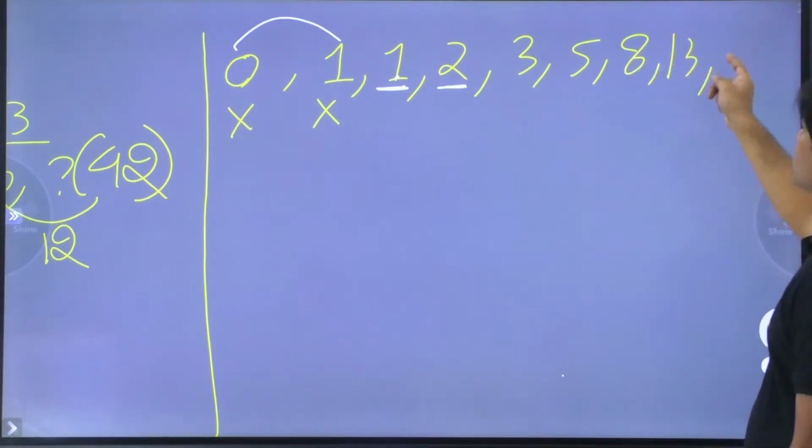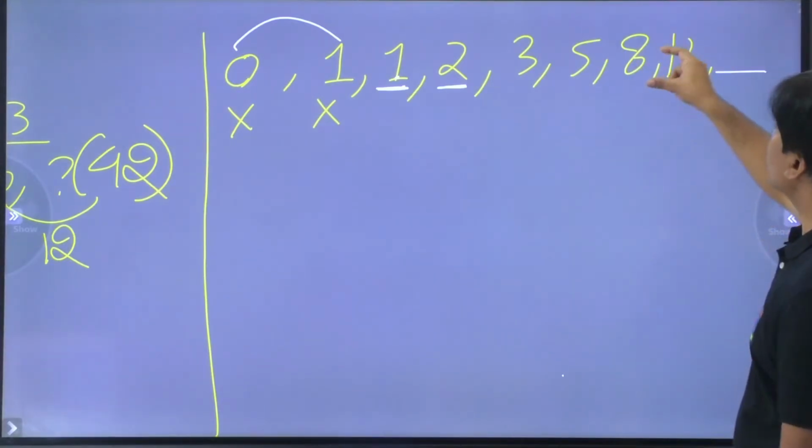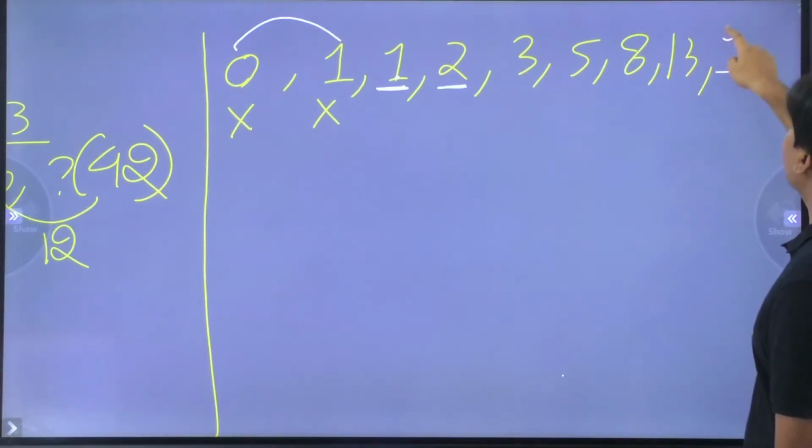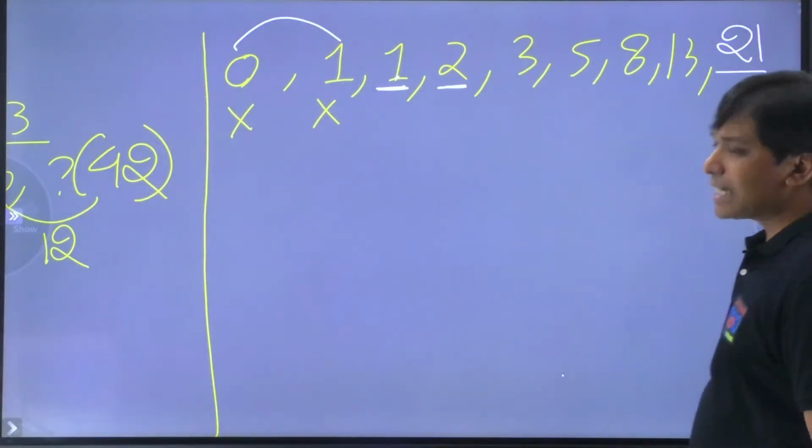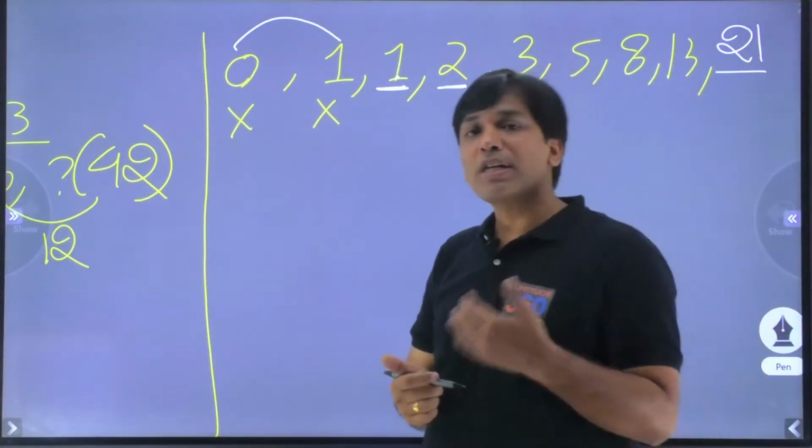So if you need to find out what is going to be the next term out here, it is going to be nothing but 8 plus 13, and that's coming out as 21. That's one series, right?